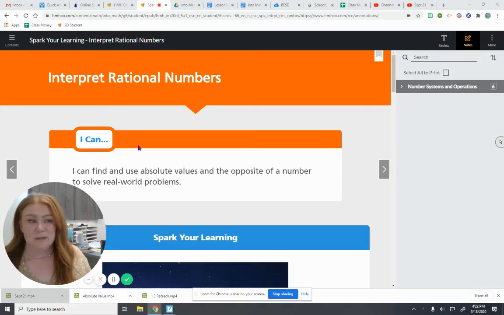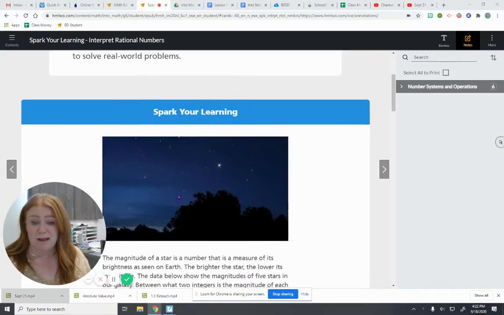Hey, today we are doing lesson 2-1 and we are going to start talking about rational numbers. So we're going to use those rational numbers just like we did integers. We'll be talking about the absolute values of them, finding the opposites of them, graphing them on number lines, talking about when we would use them in real life.